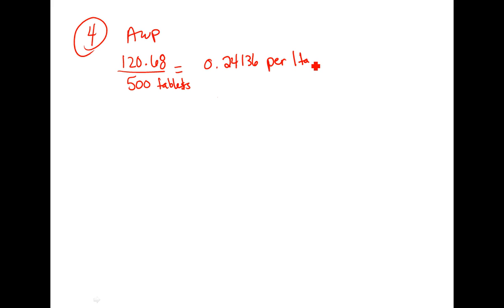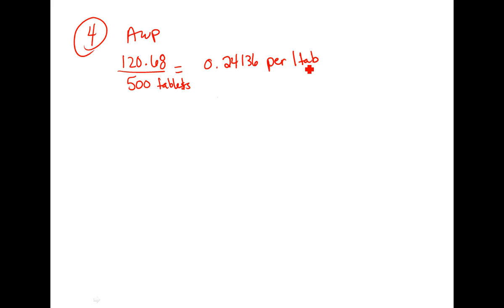So number 4, you have an AWP of $120.68, but that is per 500 tablets. So you want to divide that by 500 to figure out how much it is per each tablet. So then it should come up to be 0.24, which is 24 cents, but we're going to keep it out and round at the end per one tablet.